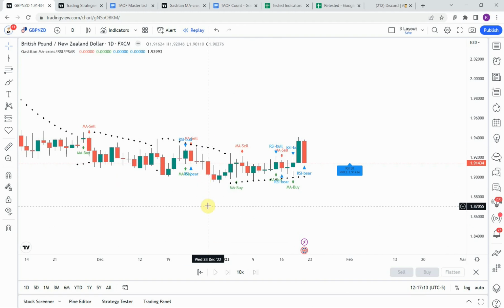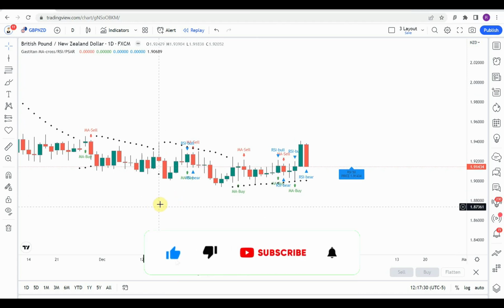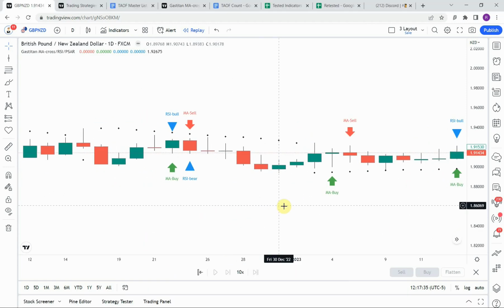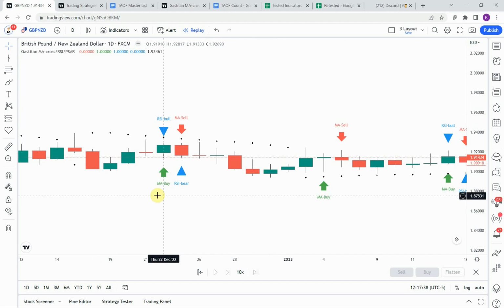And in the original video, what we did was we looked for a confluence of all the indicators lining up together. And so what we would do is we would look for first and foremost, let me zoom in here and make it a little bit easier to see so these aren't so crunched together. What we would look for first and foremost is an RSI bull and an MA buy signal, or an MA sell and an RSI bear signal, like this here.